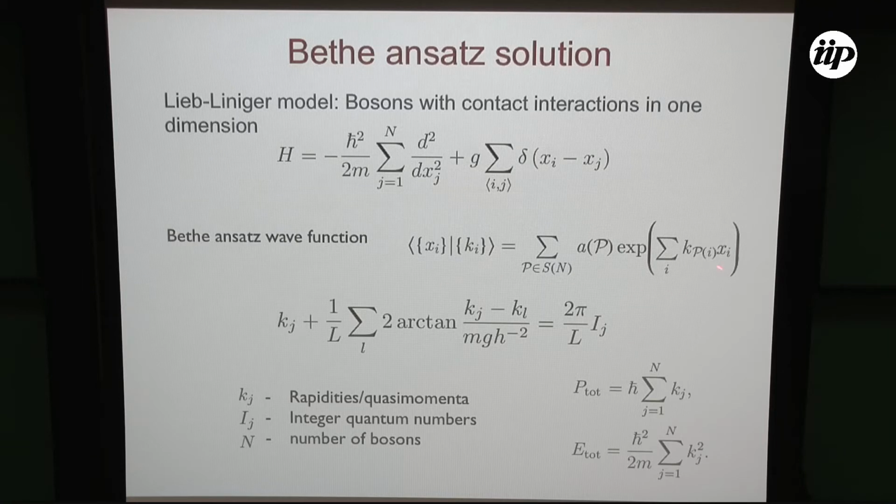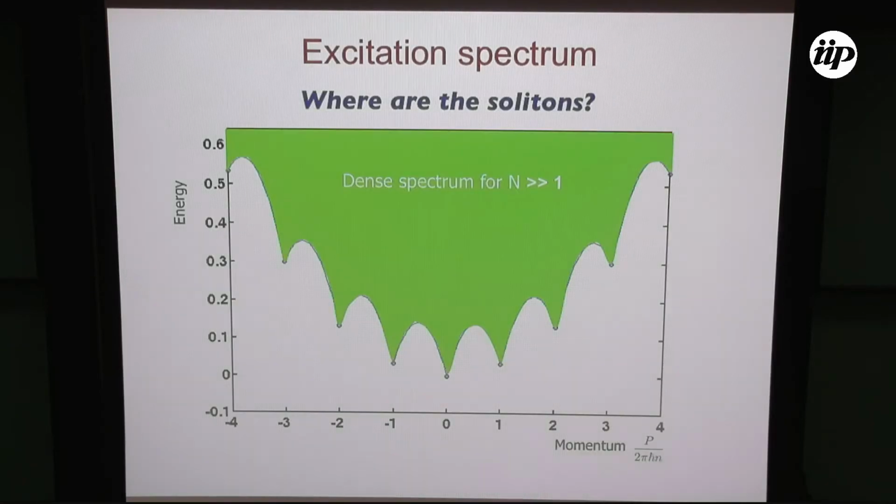And so many of you will be familiar with how that goes. There's a wave function which is expressed by these quasi-momenta k_j. There's one for each particle. You find these self-consistently by solving this equation. There's a number of integer quantum numbers that you can put in there. And once you have these rapidities, you can calculate energy and momentum. You can also calculate other things like form factors, which will actually become important.